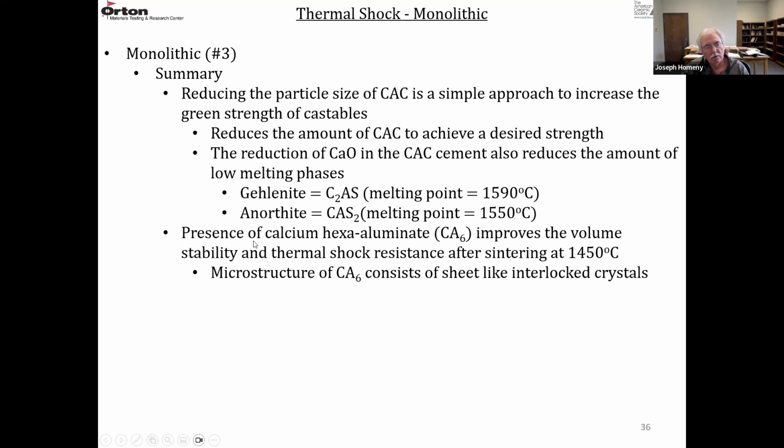And then when you create calcium hexaluminate, CA6, that improves the volume stability and thermal shock resistance. And this phase will show up after sintering at 1450 degrees C. And this is somewhat similar to the mullite microstructure. Mullite had a needle-like interconnected structure. Those are the crystals of mullite. The crystals of CA6 are sheet-like interlocked crystals. So that kind of microstructure, in general, will enhance the thermal shock resistance and the strength.